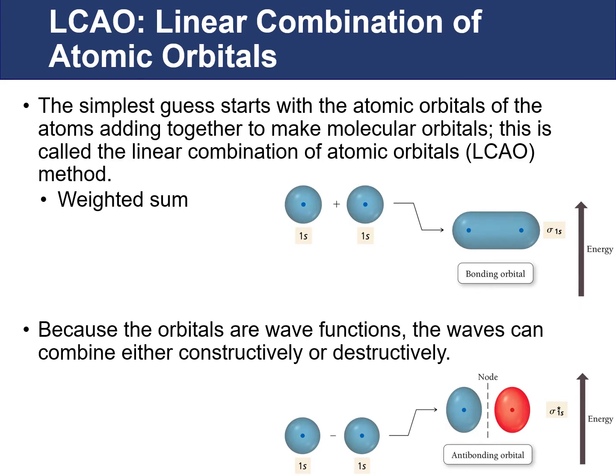The initial approach to adding these atomic orbitals together will look somewhat like our valence bond theory. Our simplest guess starts with the atomic orbitals of the atoms being added together to make a molecular orbital. This is called the linear combination of atomic orbitals. The reason it is linear is we are doing a summation of our two wave functions, adding them together and getting an orbital that looks very similar to what we had for valence bond theory. It is a weighted sum based on how much of each one of the two atoms you are adding together.